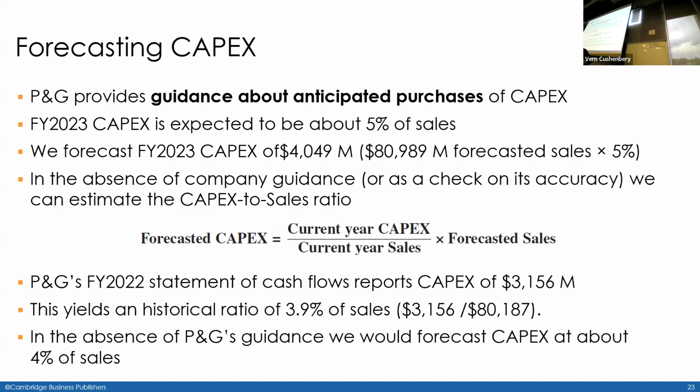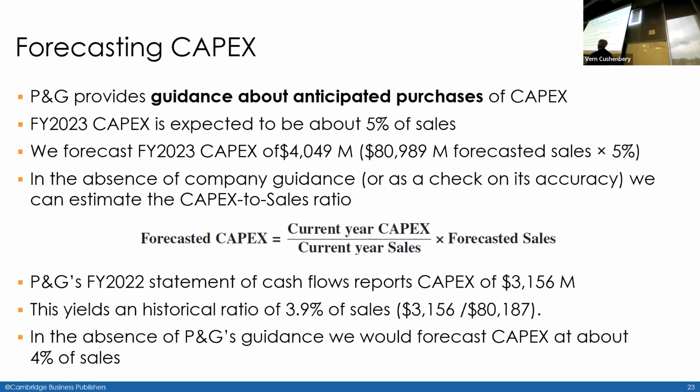What I wanted to point out on this slide were the bottom three bullets, which is, if Procter & Gamble hadn't just told us that CapEx was going to be 5% of sales, where would we get that from? Well, we might look back at CapEx as a percent of sales historically. And if we did, we'd observe that historically, CapEx as a percent of sales was 3.9%. So in the absence of guidance, we should probably be using 3.9%.